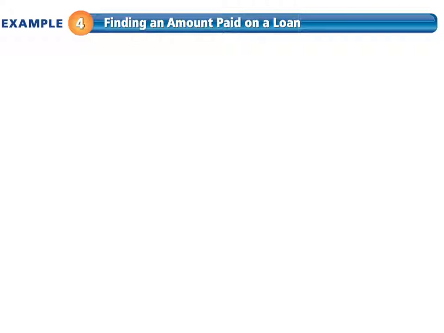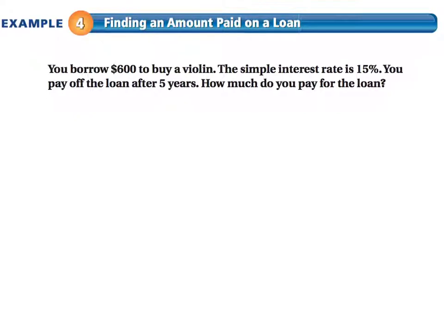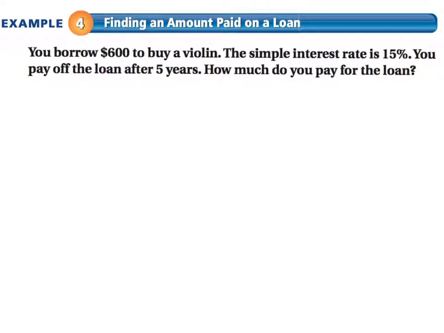Example number 4, we actually are going to find an amount that you paid on the loan. So here's the problem. You borrow $600 to buy a violin. The simple interest rate is 15%. You pay off the loan after 5 years. So how much do you pay for the loan?